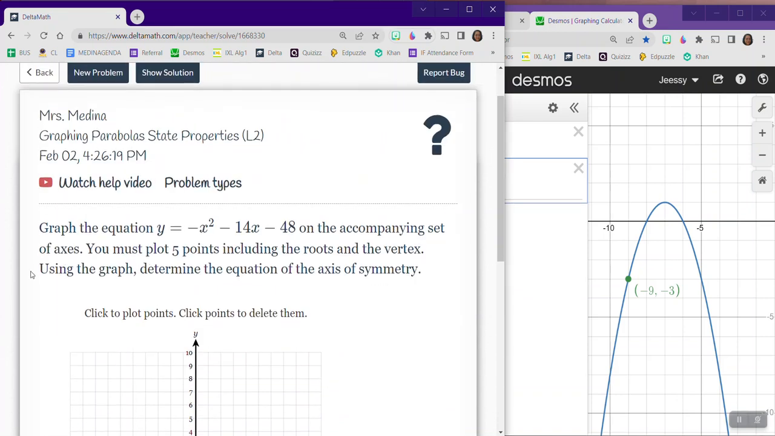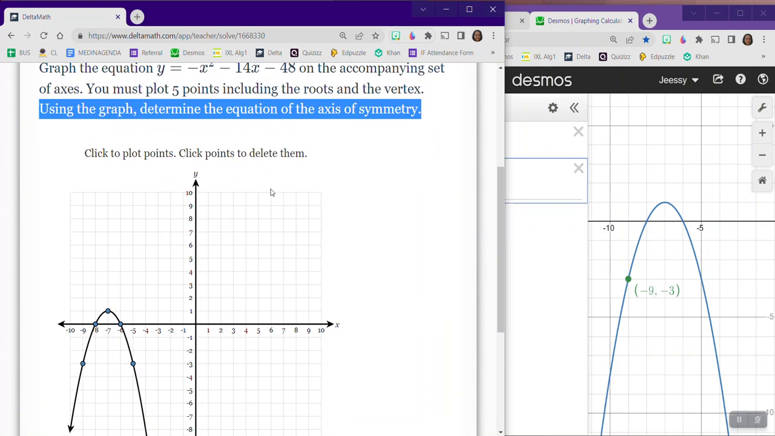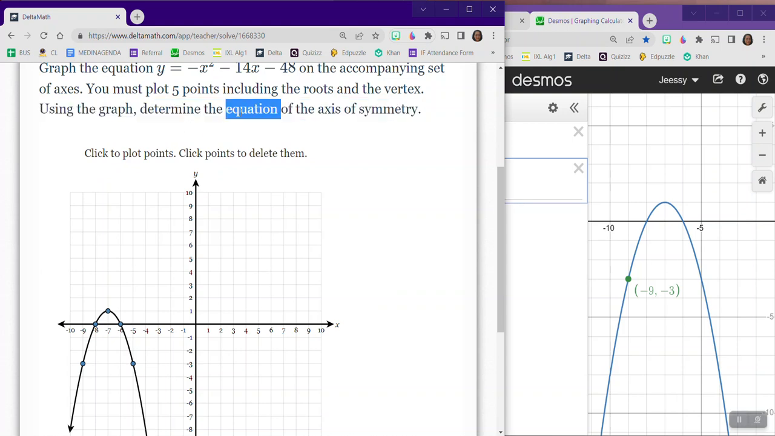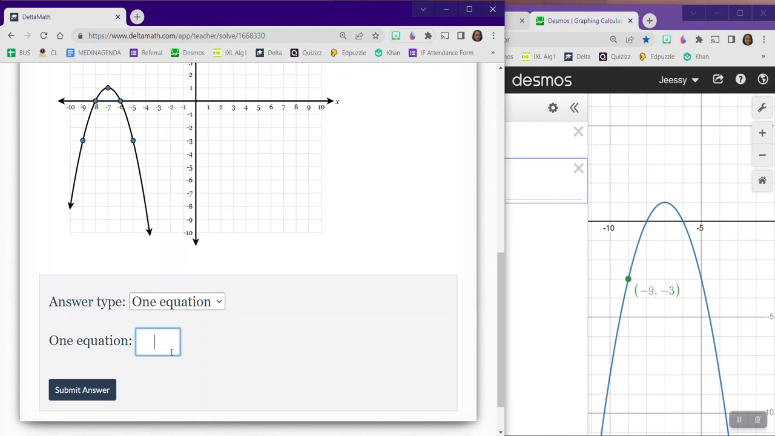All right, and then it says, using the graph, determine the equation of the axis of symmetry. So the axis of symmetry is always your x value of the vertex. So x equals negative 7. Equation tells you that your answer type is an equation. X equals negative 7.